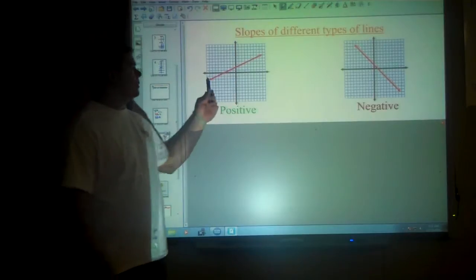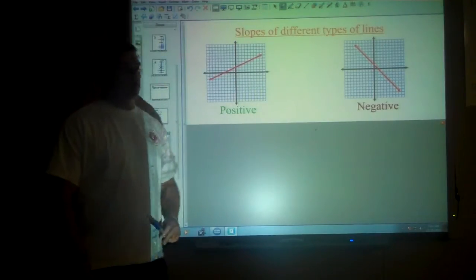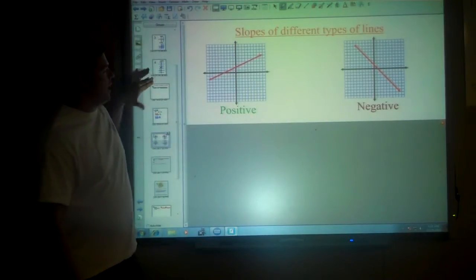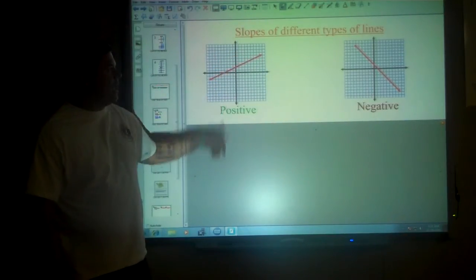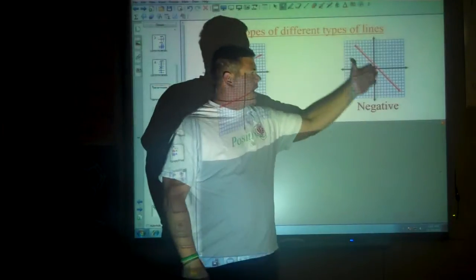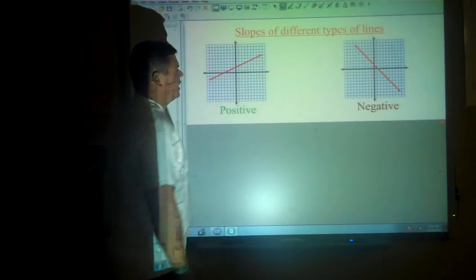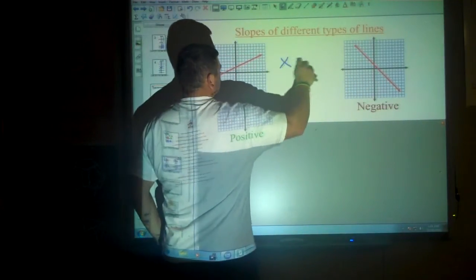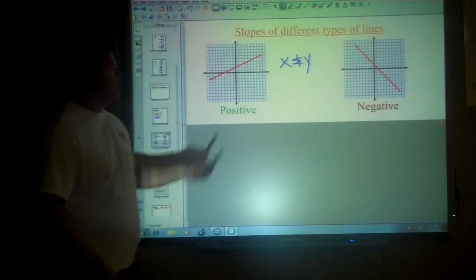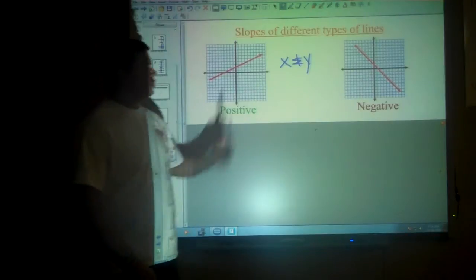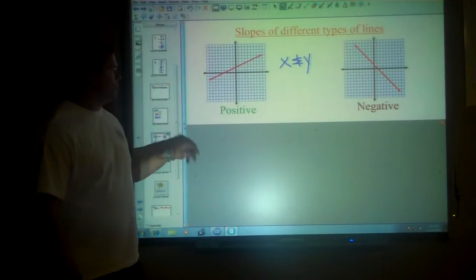You read graphs from the left side to the right side, just like reading a book. And as you look at them from the left to the right, it appears as if the graph is going up. That means it's positive. As you look at it from the left to the right, it's going down. That means it's going to be a negative. These two graphs will involve x and y. If you see x and y in an equation, you know it'll look something similar to one of these two, depending on the slopes.